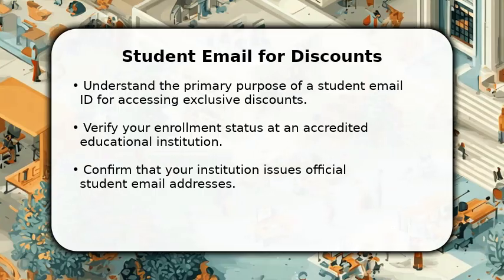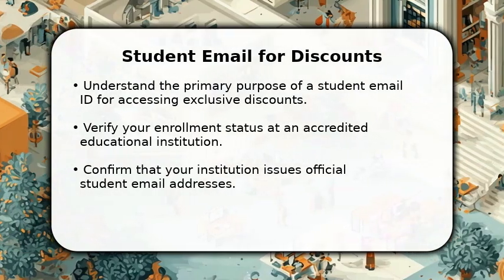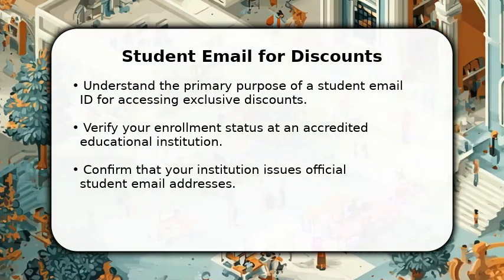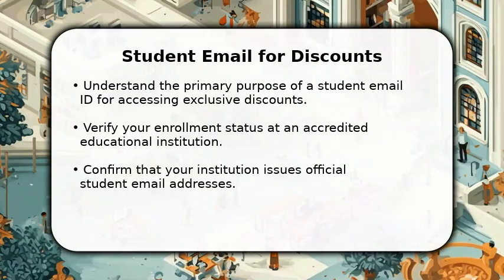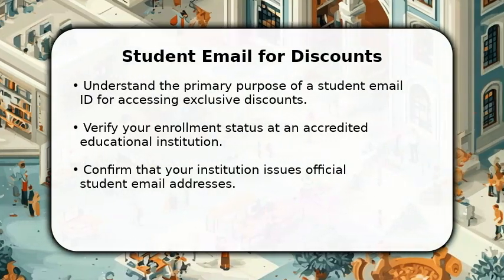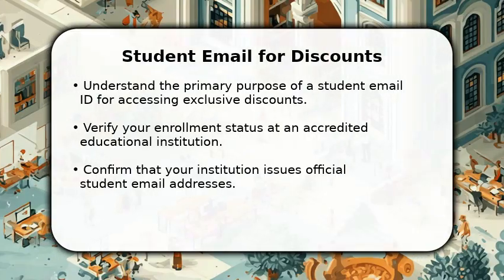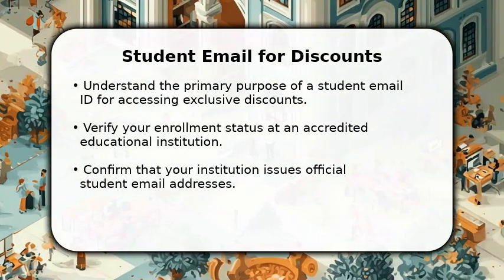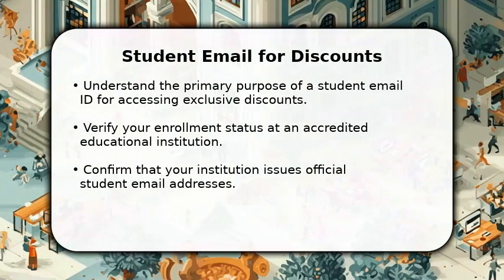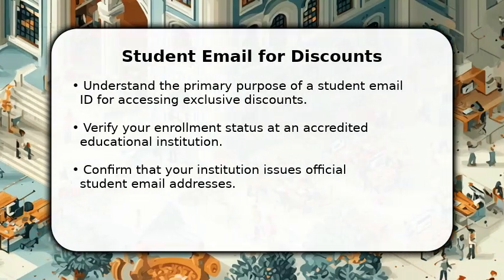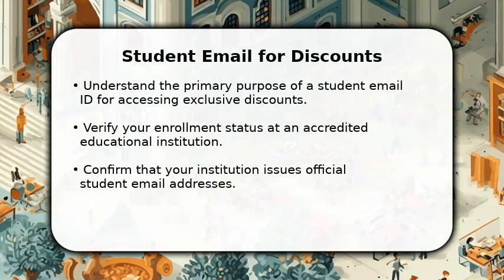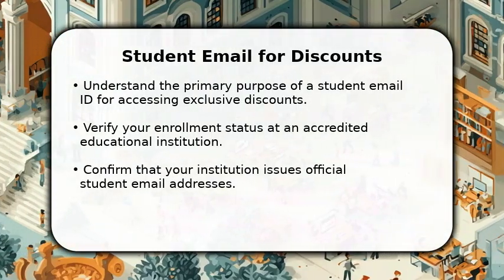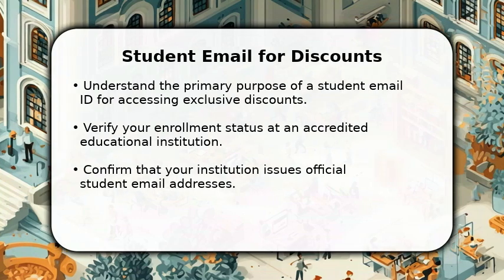In this video, I will explain how to make a student email ID for discounts. First, understand that these emails unlock exclusive savings on software, streaming, and more, often saving you many dollars. Next, verify your enrollment at an accredited school, college, or university. Finally, confirm your institution provides official student email addresses, as this is crucial for eligibility for most programs.